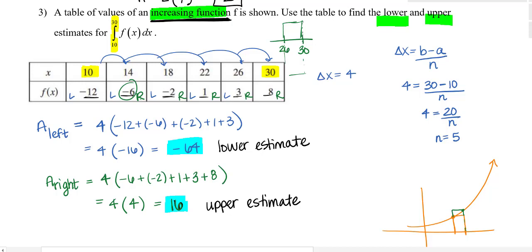Hopefully this helps. I really hope you're connecting the idea of the rectangles. We're using a finite number right now to approximate an area under a curve, and this is the notation, right, that we're starting to work with right now. They never said find the area under that curve from 10 to 30, but that is what that notation is asking me to do.